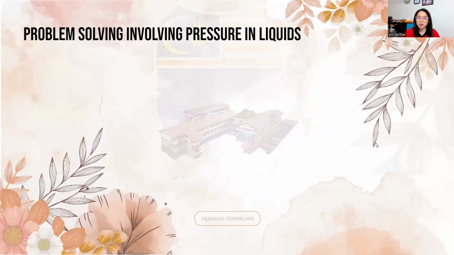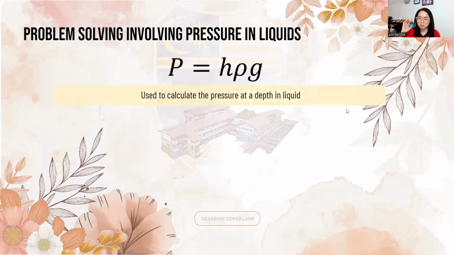Okay, let's move on. So like you all know, the formula for pressure in liquids is P is equal to H rho G. Now, this is what you learned, okay? So when we have this formula, it is very important for you to understand the concept of pressure, because P is equal to H rho G is actually used to calculate the pressure at depth in a liquid. Means that P is equal to H rho G refers only to the pressure in the liquid.